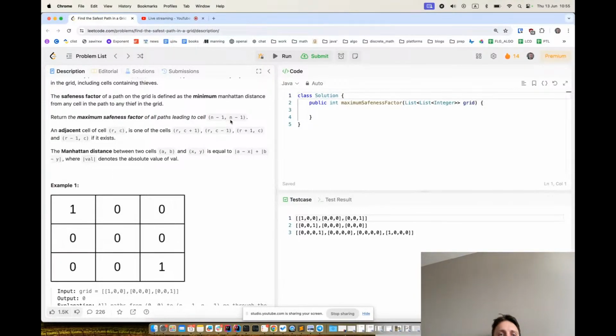and return the maximum safest factor of all paths leading to cell n-1, n-1.